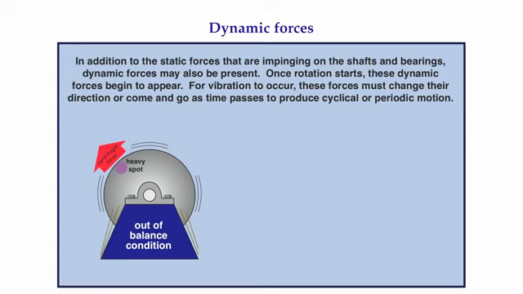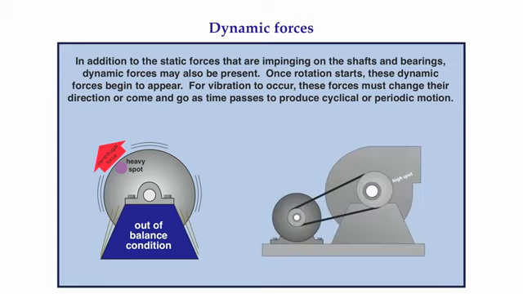Another example of something that can cause dynamic forces is an eccentric sheave. Notice that the sheave on the fan shaft is off-center. When the high spot on the sheave is in between the motor and fan shafts, the belt tension decreases slightly. When the high spot makes a 180-degree rotation, the belt tension increases slightly. This variation in belt tension force produces a dynamic force, which in turn causes vibration to occur.